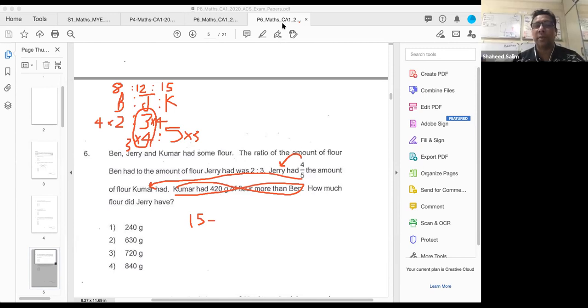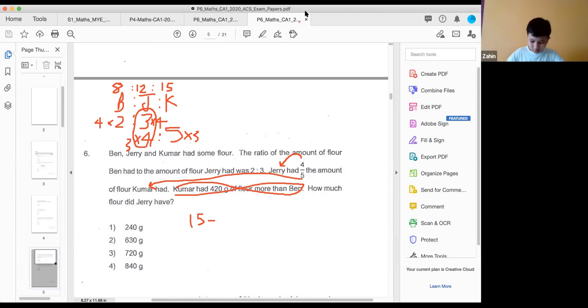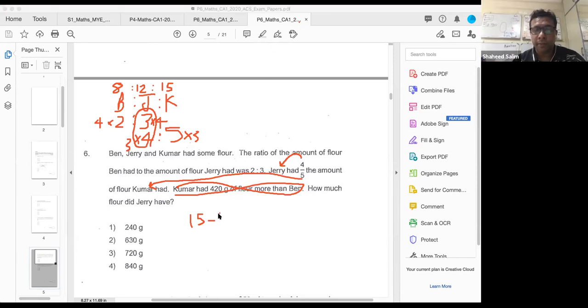So 1 unit is how much? 60. Then find 12 units. Okay, so down here, I do step by step again. Divide minus 8. Why minus 8? Because Kumar had more than Ben. 15 is Kumar, Ben is 8. 15 minus 8, you get 7. So 7 units equals 420. 1 unit, you divide, you get 60. So 1 unit, I put U here. 1 unit is 60. 420 divided by 7 is 60.